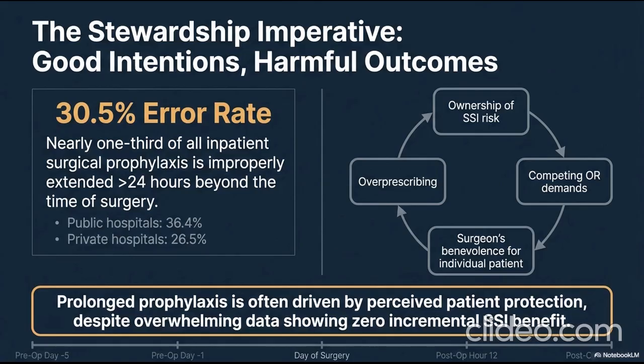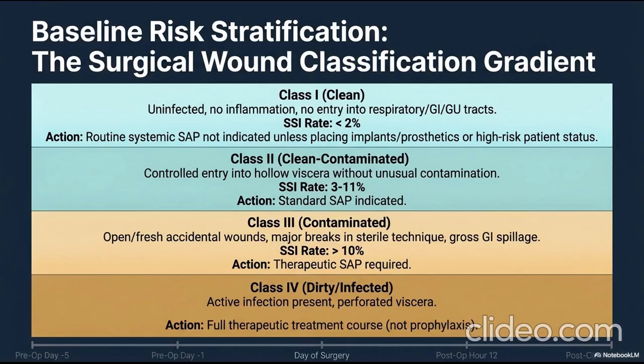Slide 3. Baseline risk stratification, the wound gradient. A precision approach begins with the surgical wound classification gradient. For Class 1, clean cases, routine systemic SAP is actually not indicated unless you are placing a prosthetic or have a high-risk patient. Conversely, Class 2, clean contaminated cases, with a baseline SSI rate of 3 to 11% are the sweet spot for standard SAP. Once we move to Class 3 and Class 4, we are no longer talking about prophylaxis. We are initiating therapeutic treatment for established or imminent infection.